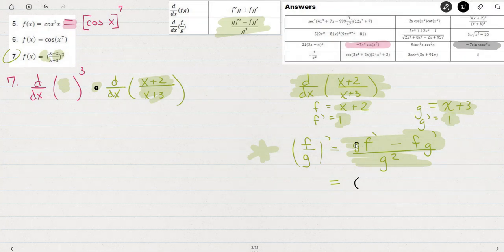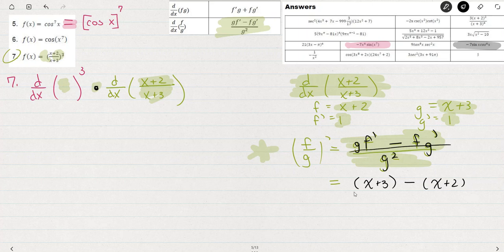But I'm going to look at each piece. So this g is the x plus 3. F prime is 1, so x plus 3 times 1, minus f, which is x plus 2, times g prime, which is 1. When I multiply x plus 2 times 1, I just get x plus 2, all over g squared. So all over x plus 3 times x plus 3.